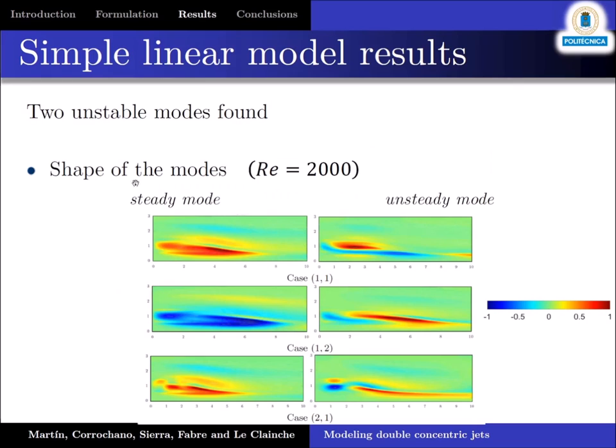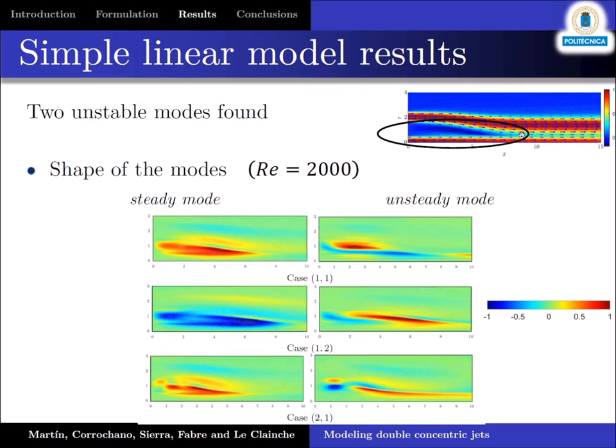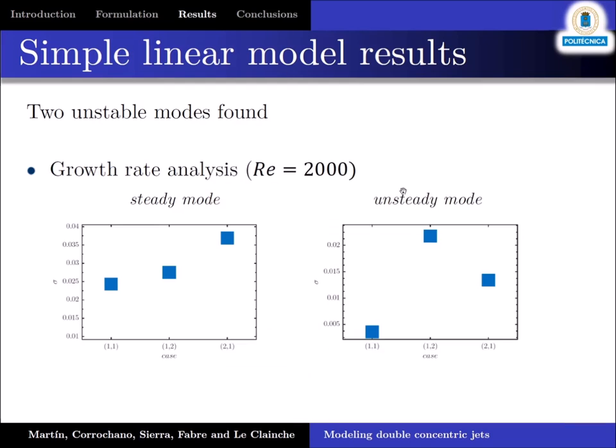Here we can see the shape of the modes for a Reynolds number 2000. They are quite similar, and the activity is focused in this region, in the region of the recirculation bubble. This means that the changes in the flow will be from the perturbation and oscillations inside the bubble. Once the modes are identified, we observe the increase of the growth rate. If we take the case 1,1 as reference, we can see the increase of the growth rate is uniform in the steady case, but it's non-uniform if we look at the unsteady case.